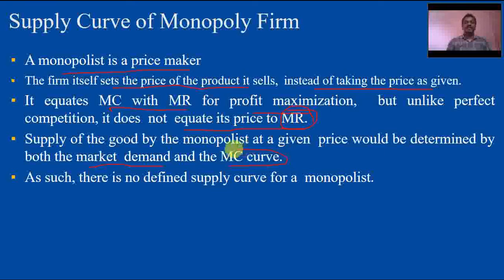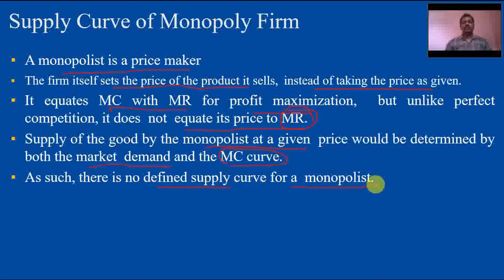the MC curve, that is, the marginal cost curve. It is very important. The given price is determined by both market demand and the marginal cost. So it does not have dictatorship over both price and output at the same time. If the output is fixed, the market will determine the price according to the demand condition. So as such, there is no defined supply curve for a monopolist.